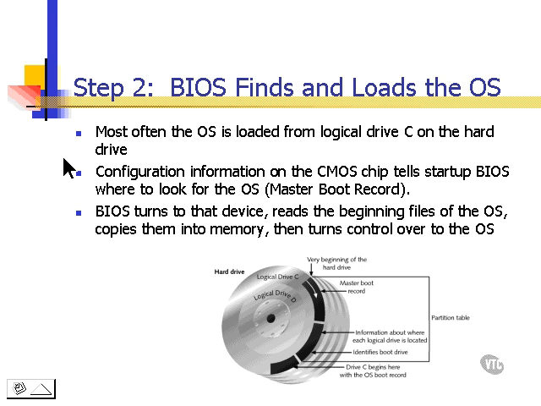Step number 2, BIOS will find and load the operating system. Most of the time, the operating system is going to be on the logical drive C, which is the first drive in the computer. The configuration information on the CMOS chip will tell BIOS where to look for the operating system. This is called the master boot record. BIOS will find that device, begin reading the files, copy them into memory, and then turn control over to the operating system.